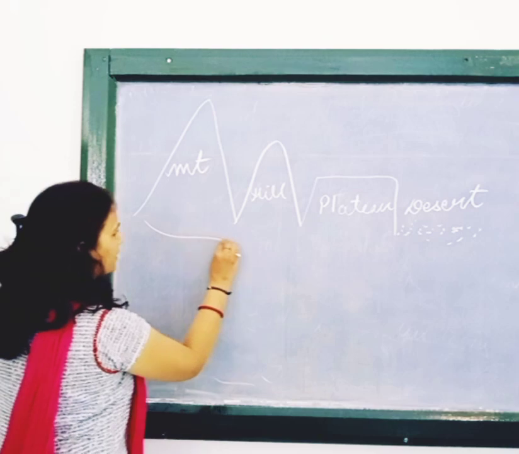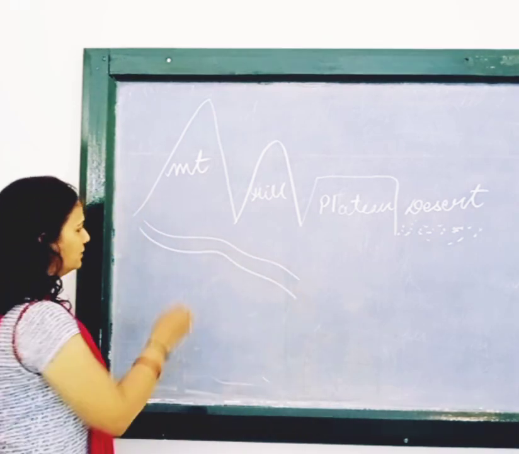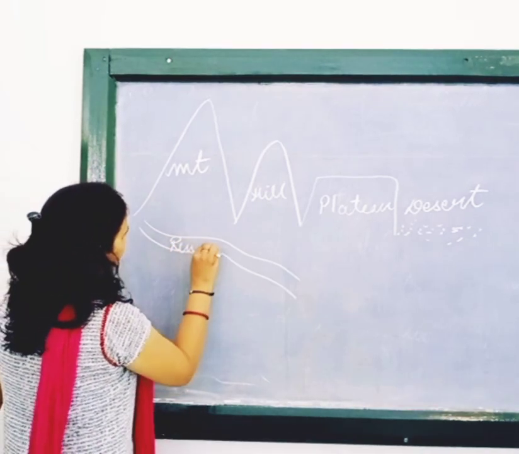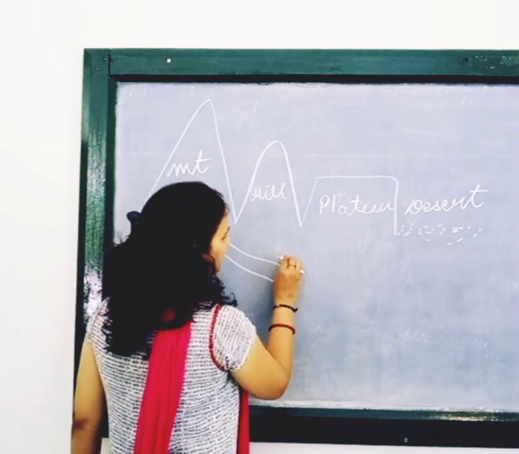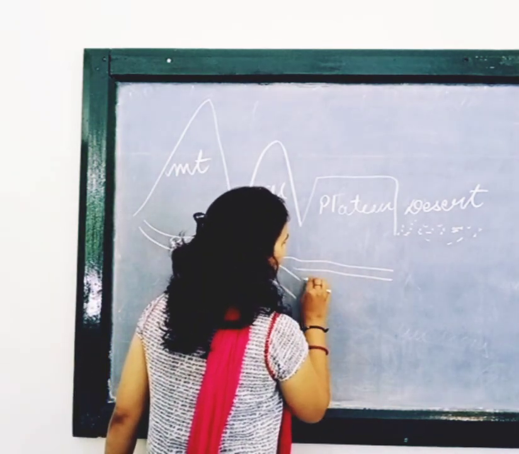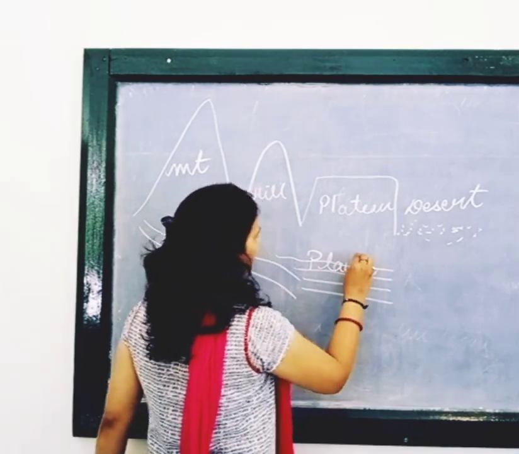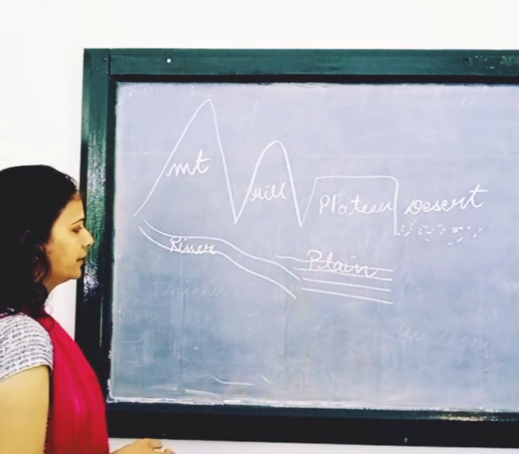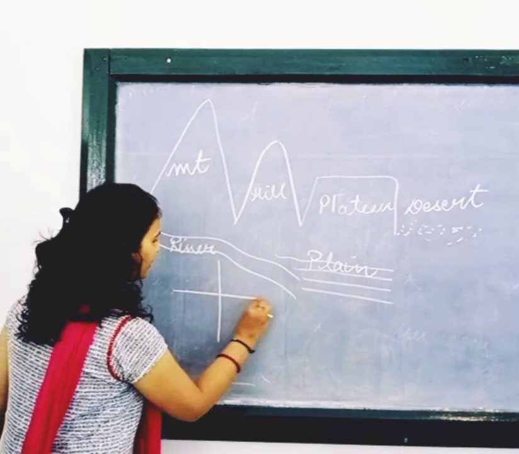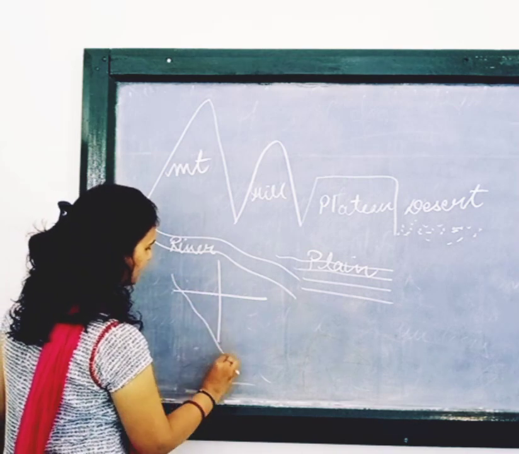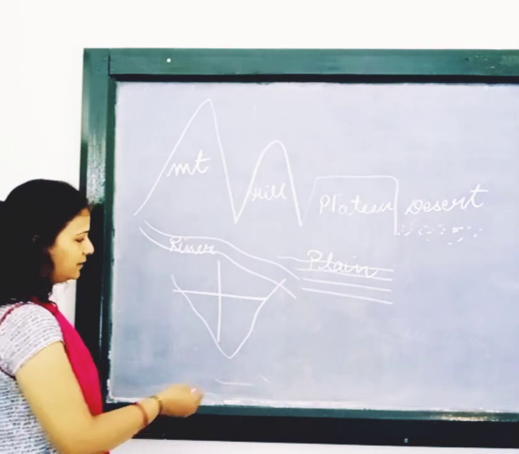Now see, it is a river, okay, and this is the plain. This is the plain. You may have seen or observed the map of India. The map of India is like this. So you have observed the map of India.